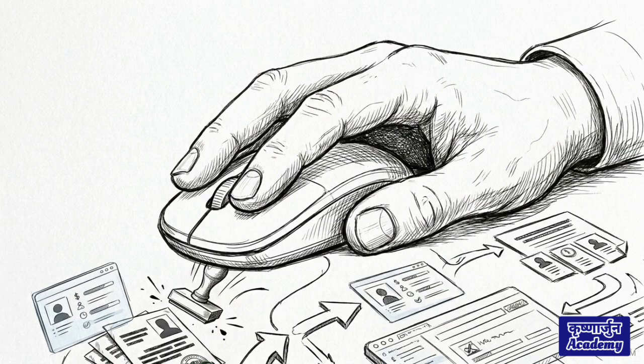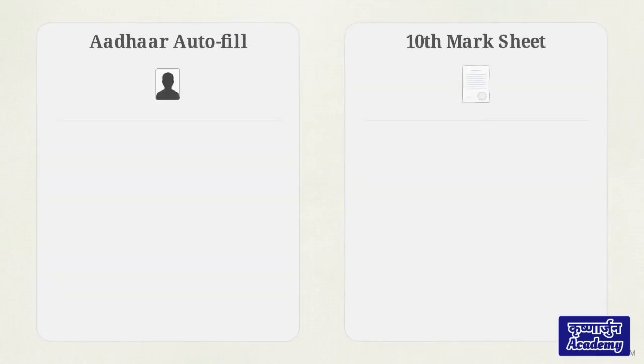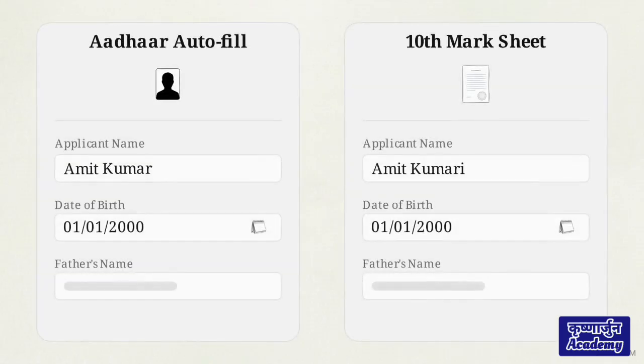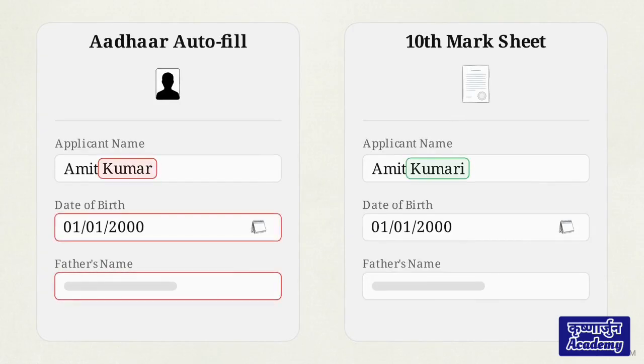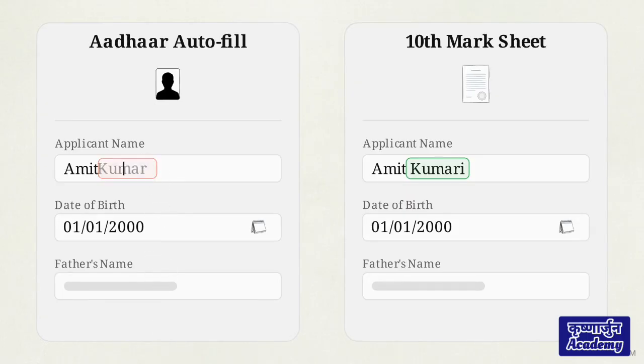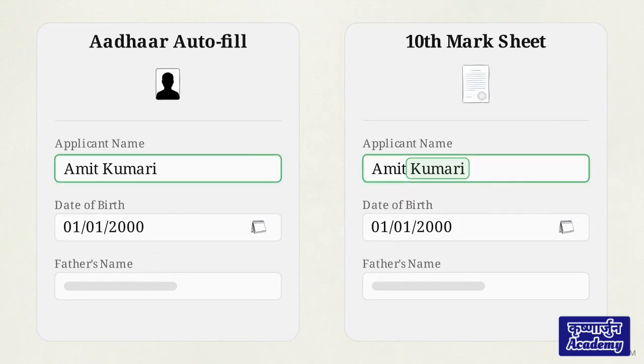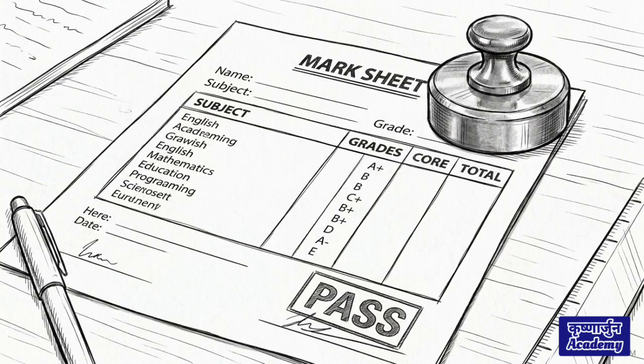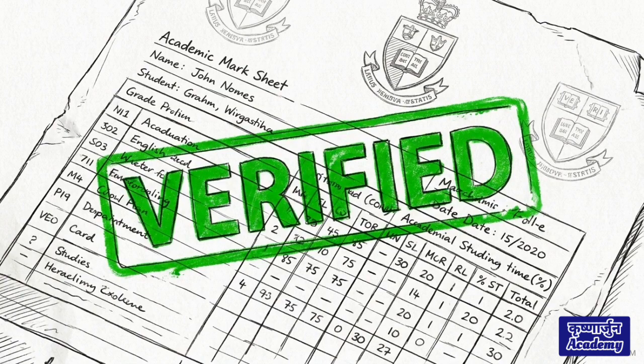Look closely at this split screen. On the left is the autofilled data, and on the right is the 10th grade mark sheet. If there is a discrepancy in your name, parents' names, or date of birth, the 10th mark sheet overrides Aadhaar. You must manually edit the text to match your mark sheet perfectly. The 10th grade mark sheet serves as the absolute baseline of your academic identity. For this application, the NTA treats the data on your mark sheet as the final truth.